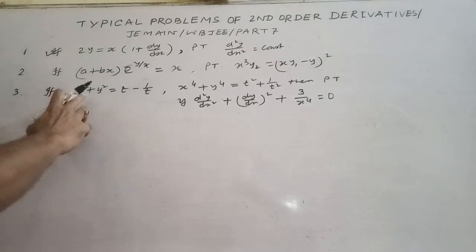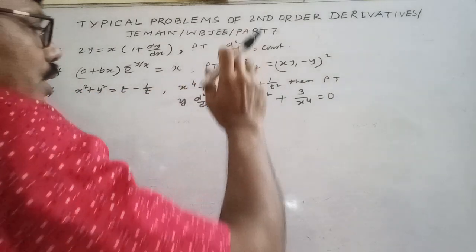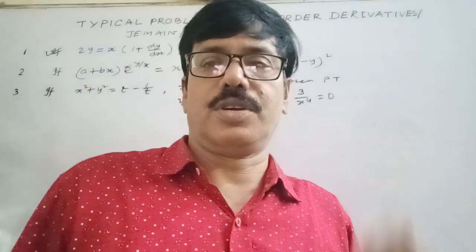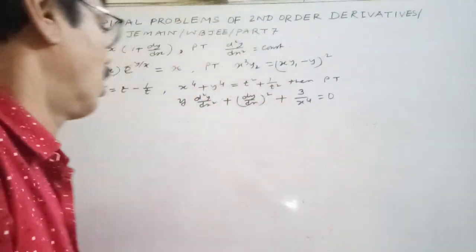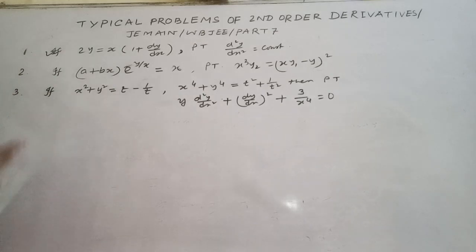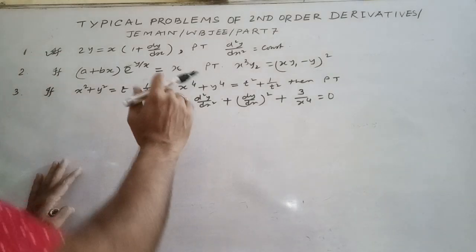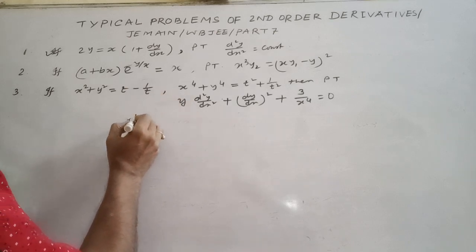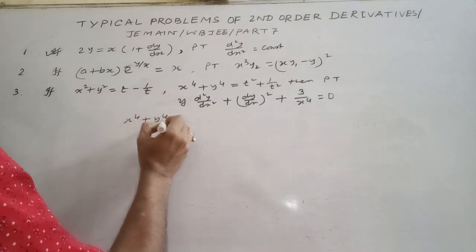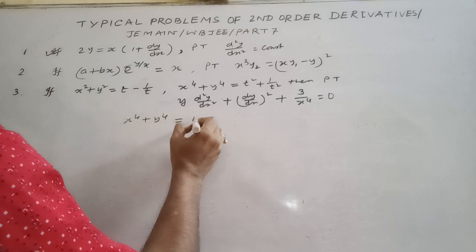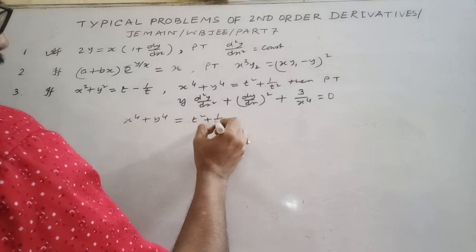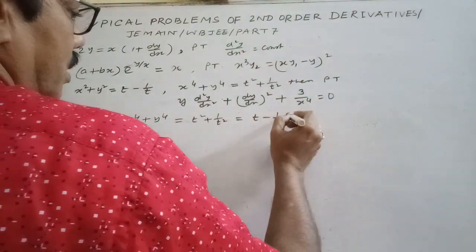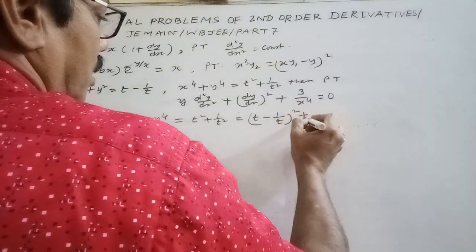Now it is a parametric function, this one. So the final result does not involve t. So our main aim will be to eliminate t. Now x to the power 4 plus y to the power 4 is given, and this is t squared plus 1 by t squared. So you can write it as (t minus 1 by t) whole squared plus 2.